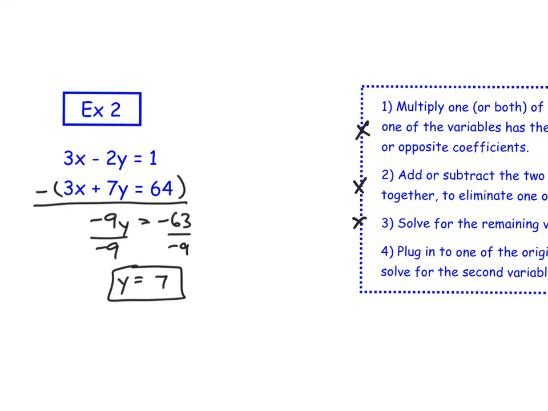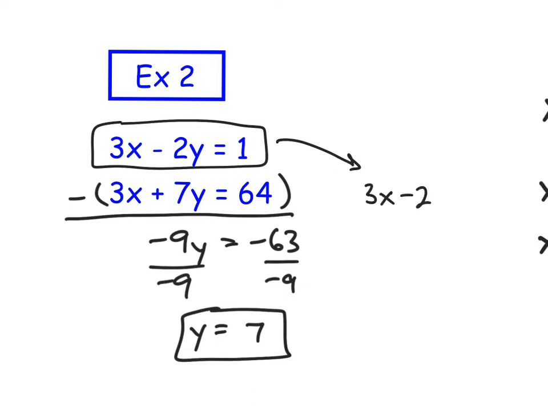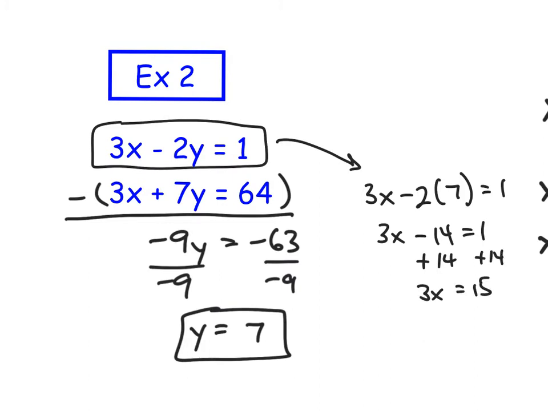It doesn't matter which equation you choose, but I'm just going to use that top one. That one looks relatively easy to work with. We've got 3x minus 2 times y, which is 7, equals 1. So 3x minus 14 equals 1. If I want to get x by itself, I'm going to add 14 to both sides of the equal sign, and I get 3x equals 15. Then I'm going to divide by 3 on both sides, and I get x equals 5. So my final answer here is 5, 7.